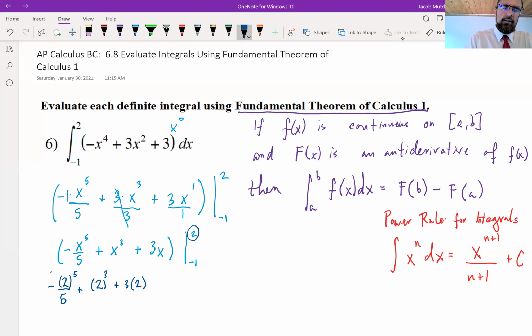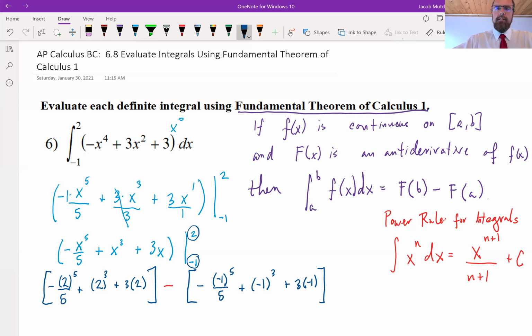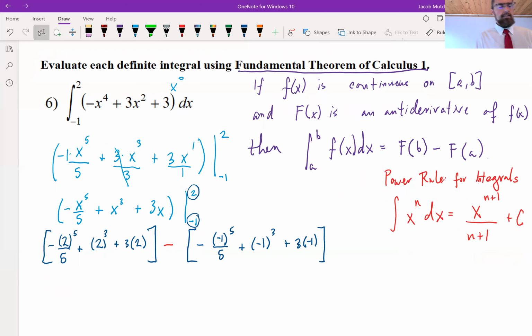I'll put that all as one expression, minus. Remember, the fundamental theorem of calculus gives us the difference. My second substitution now is going to be with the lower limit of integration, so -1 to the power of 5 over 5, plus -1 to the power of 3 plus 3 times -1. Now for me to evaluate that integral is just to simplify that statement.